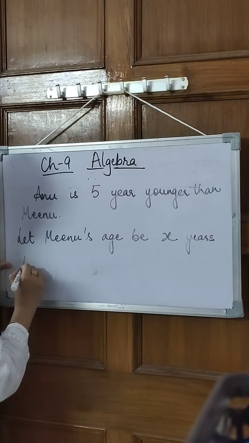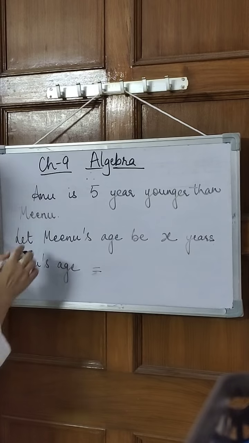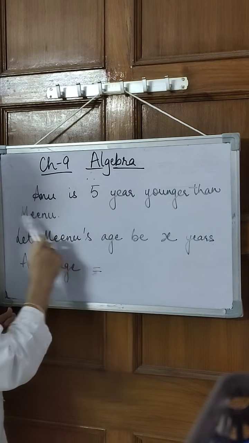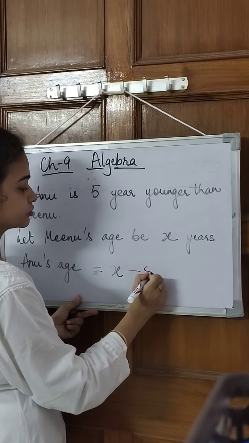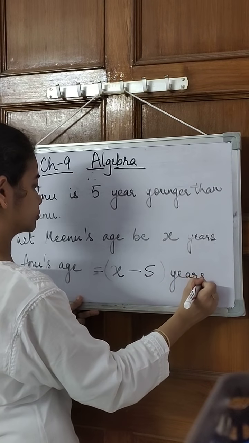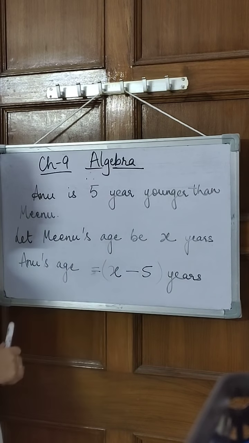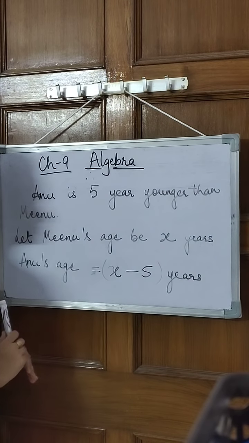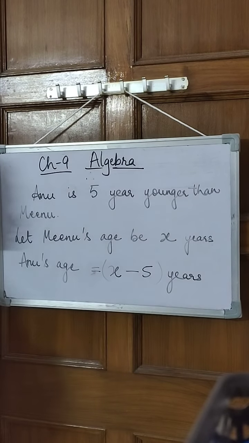Now you have to write Anu's age. So what will be Anu's age? There is a relation between Meenu's and Anu's age. Anu is 5 years younger, younger means she is smaller. So whatever is the age of Meenu, if I subtract 5 from her age, I will get Anu's age. If Meenu is 10 years, then Anu will be 5 years. If Meenu is 15 years, then Anu will be 10 years. If Meenu is 50 years, then 50 minus 5, Anu will be 45 years.